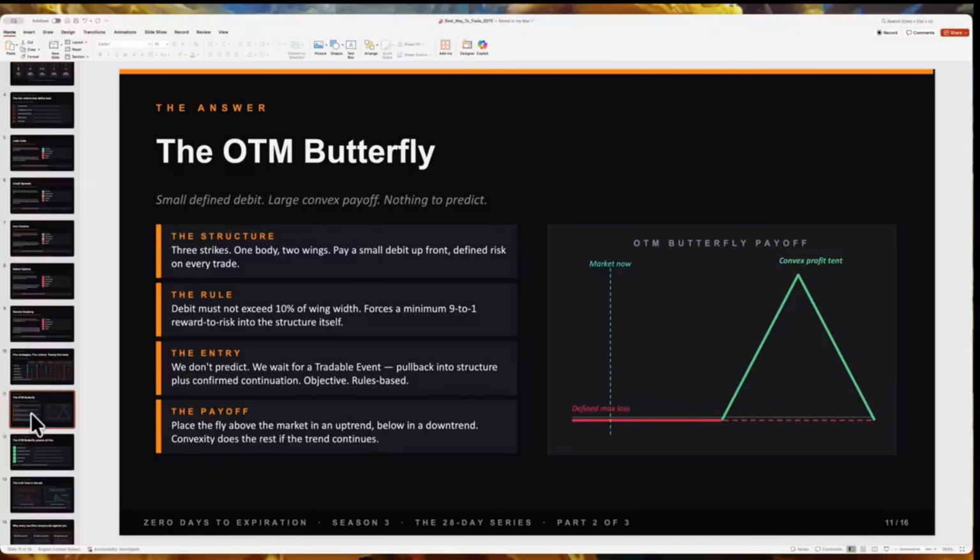And we're putting on defined risk. So our risk is super small. So instead of taking huge risk for tiny profit, we're taking small risk for a large potential profit. So everything about this is the opposite of 0DTE trading. The out-of-the-money butterfly is really the only one that ticks all 5 boxes, and we'll see that next.